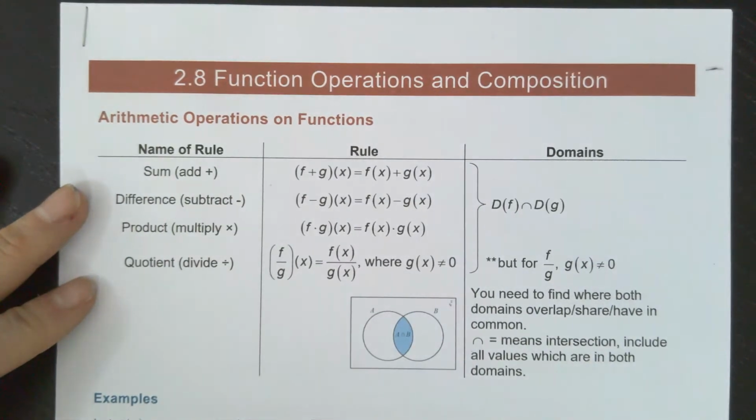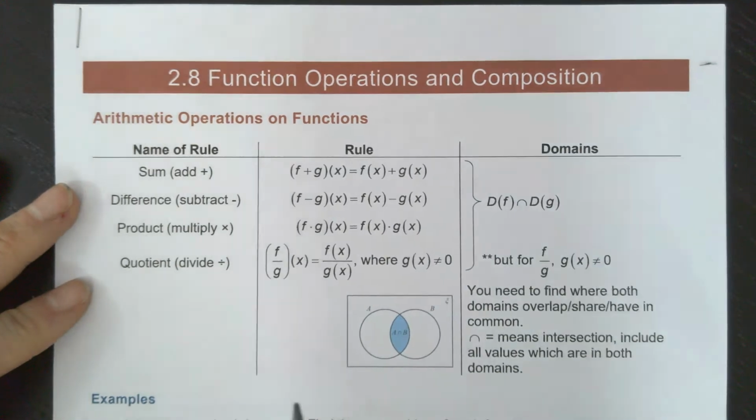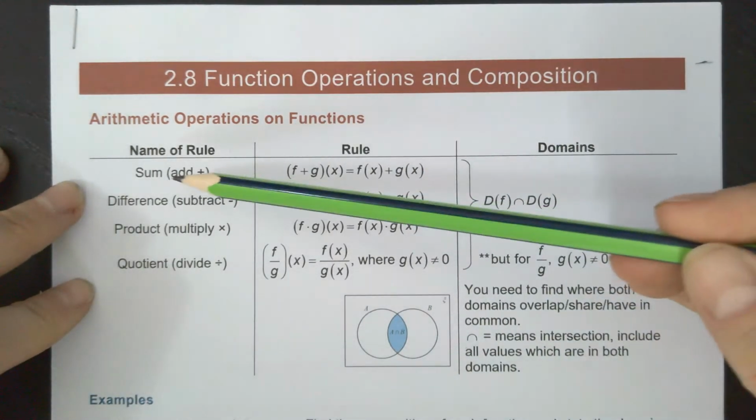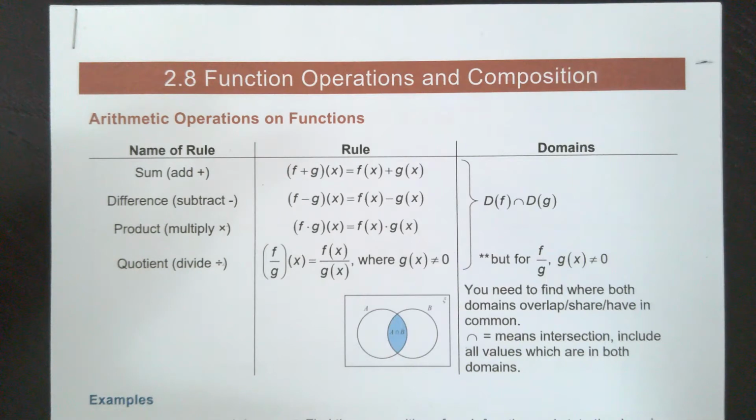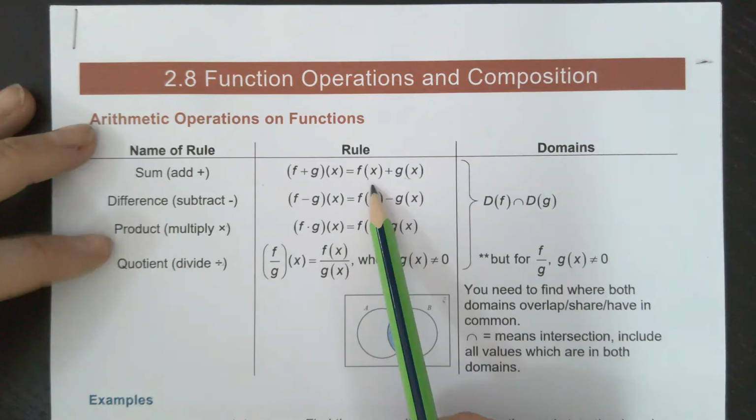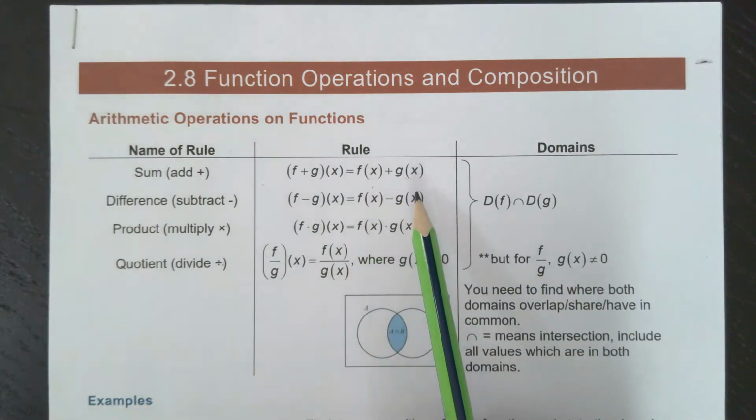Function operations and composition. First we're just going to do add, subtract, multiply, and divide for functions. We have two functions and we want to add them together. We just add them together like normal polynomials.